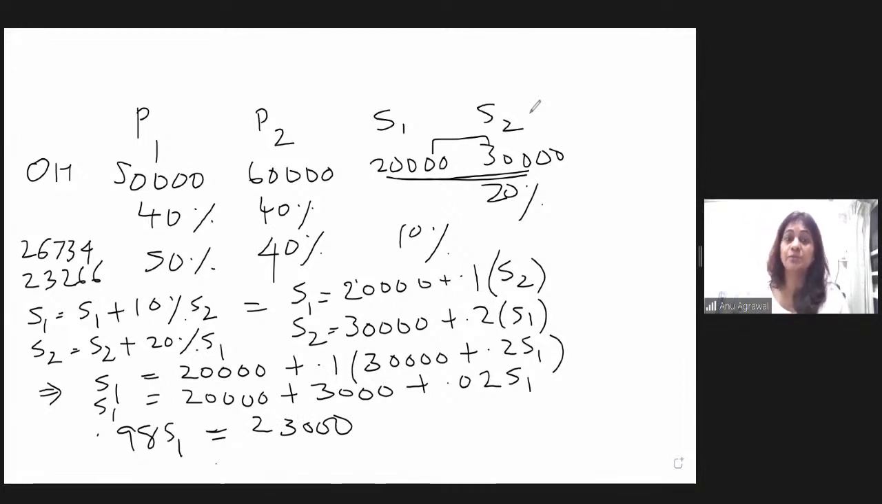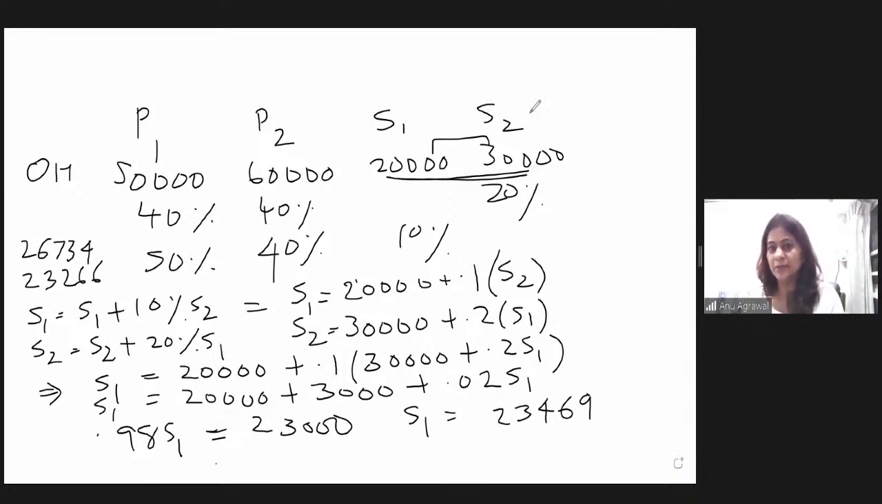0.98 is equivalent to 23,000. So if I solve this, S1 comes out to be 23,000 divided by 0.98. This comes out to be 23,469.